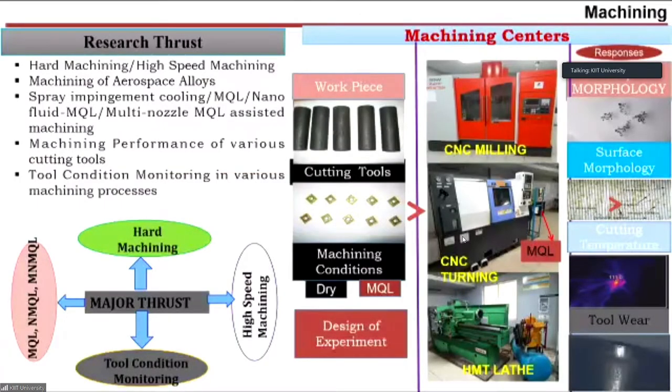We have a dedicated machining center in the School of Technology. This is a research group that is actively engaged in research on sustainable manufacturing through machining of hard material, composite material, aerospace material, and difficult-to-cut alloys, with the help of different cooling and lubrication techniques, through nanofluid application or minimum quantity lubrication. So we have a lot of facilities related to the sustainable manufacturing area of research at KIIT University for the students.